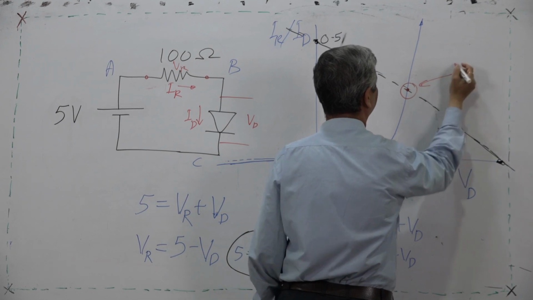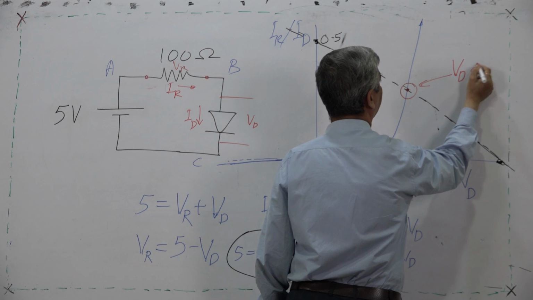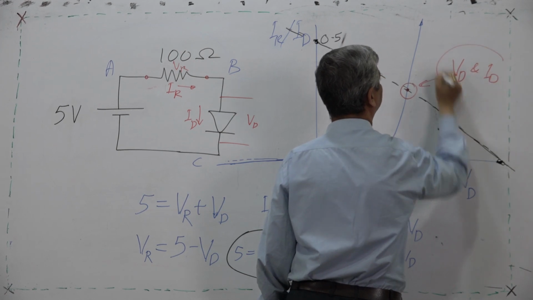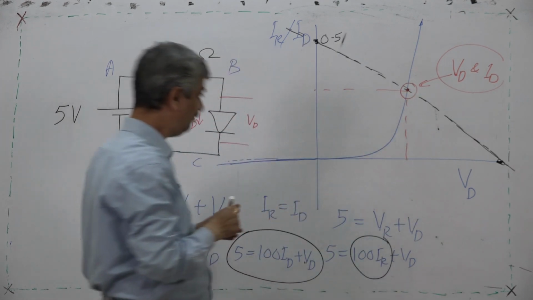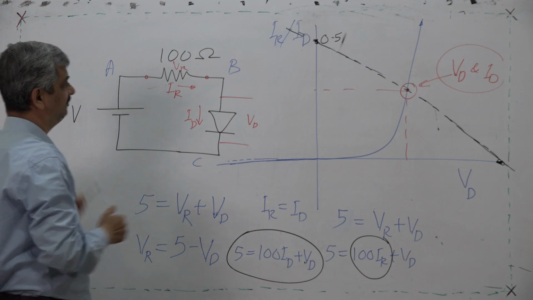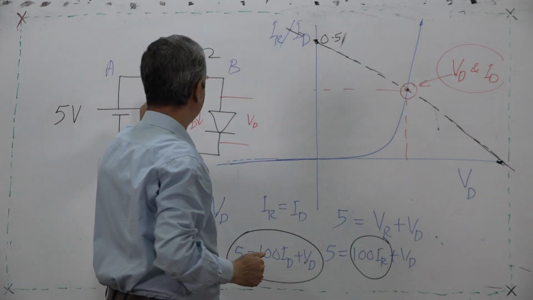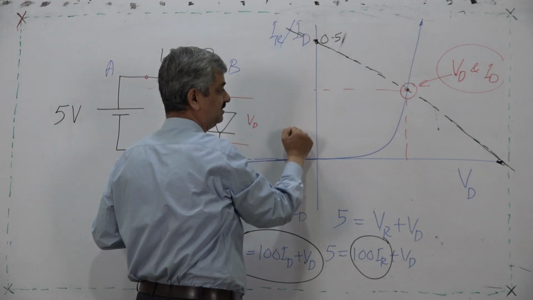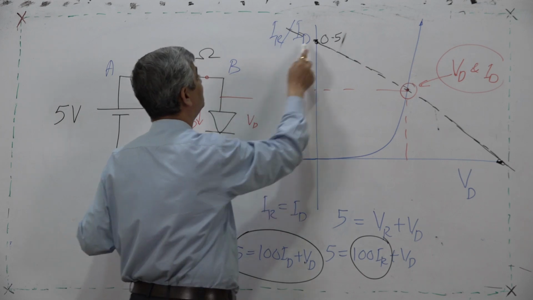So, this is the answer. This would be the final VD and ID, which will be the answer. So, this is voltage and this will be the current. Now, if you increase voltage, this will shift on the other side. If you decrease resistance, it will shift on the other side, this side. If you increase resistance, sorry, if you decrease resistance, it will go on this side.